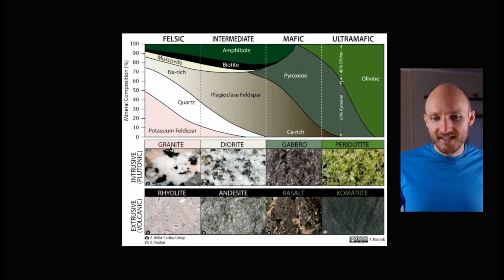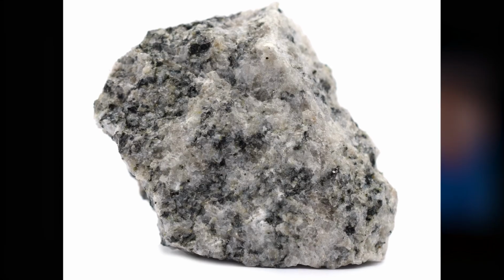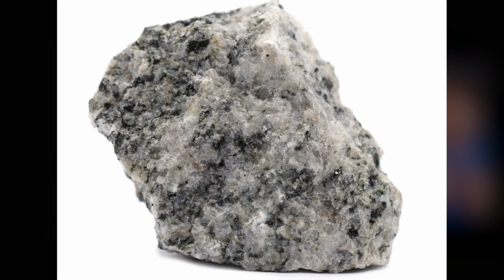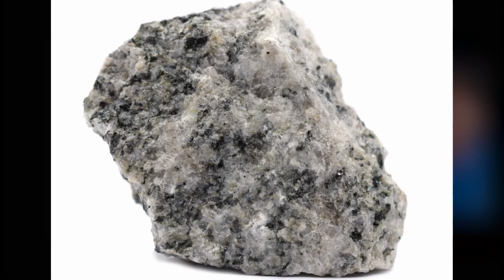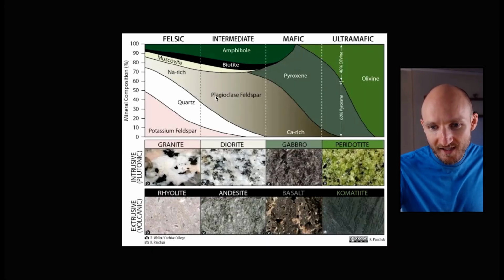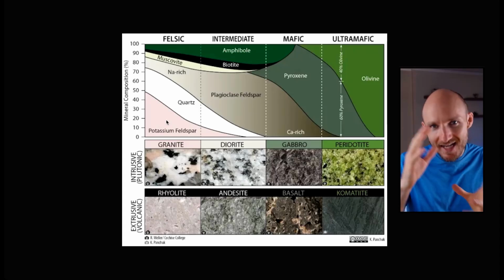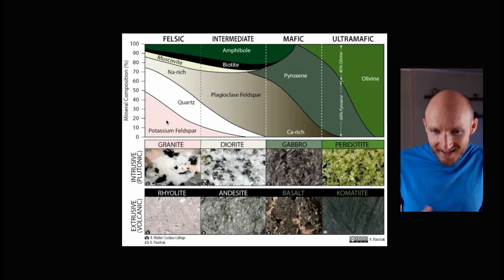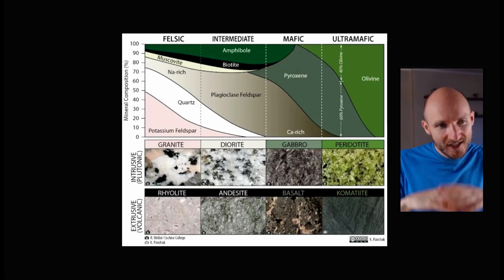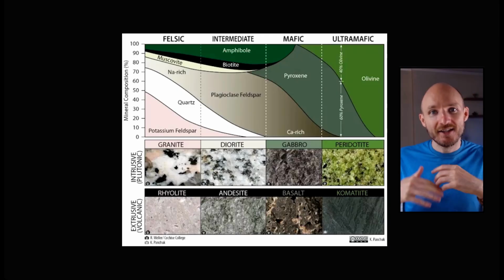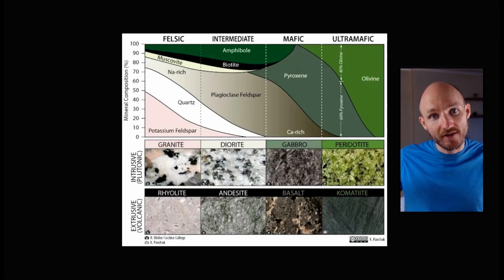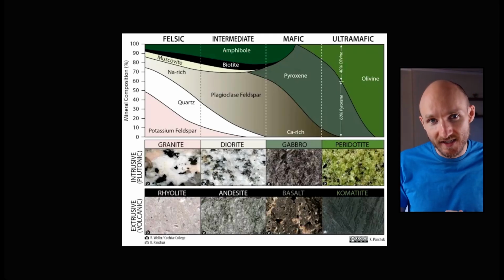What this means is that it is more felsic, which means that it has more silicon and oxygen. It has more sand. That's why you see the quartz here. These feldspars are just a different name for kind of sandy silicates. And so you have granite, and granite is what most of the crust is made out of. It's what most of the continental crust is made out of, 75% granite.